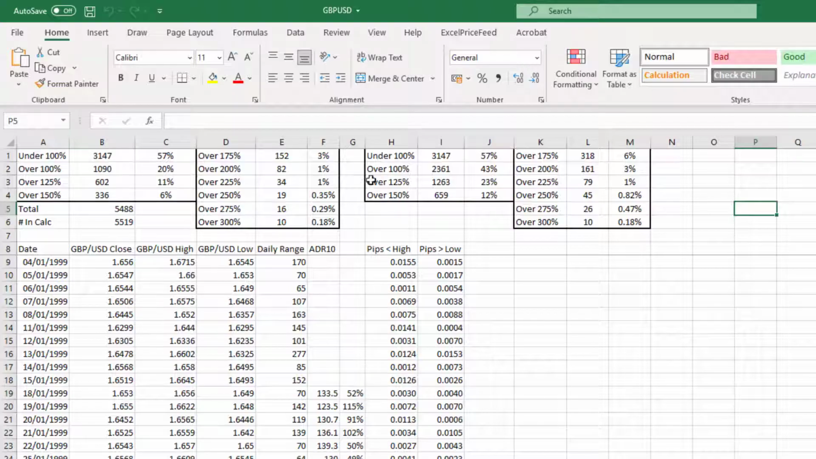You can see a lot of data at the top of the spreadsheet here, and this is basically the percentages of price basically exceeding these ranges.